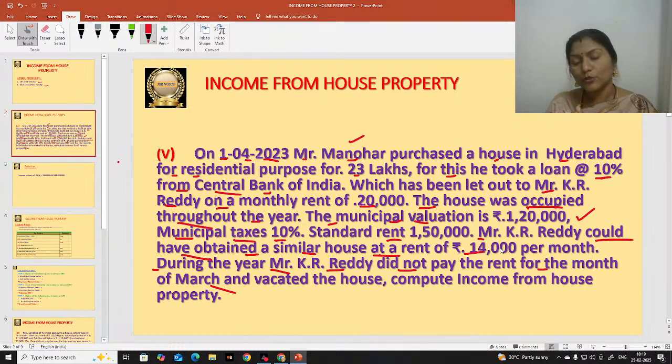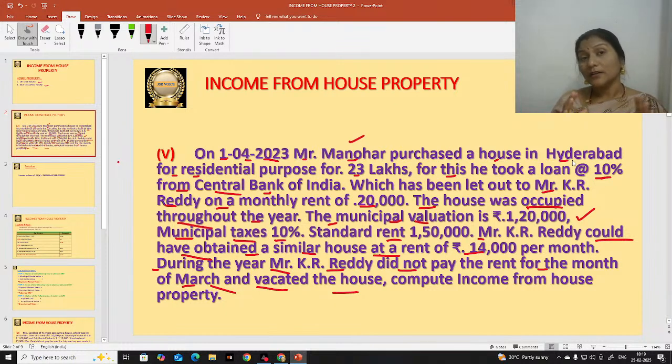So in these 2 problems we are going to concentrate on a topic where the house has actually been given on a rental basis, but the tenant did not pay either 1 month or 2 months rent. So the assessee did not receive that rent. Okay, we are going to focus on that point today. So let us continue. So Mr. K.R. Reddy did not pay how many months rent? He did not pay the March month rent. 1 month rent he did not pay, and he vacated the house.